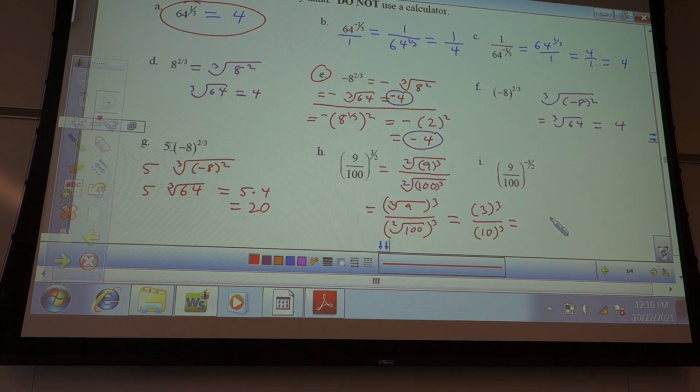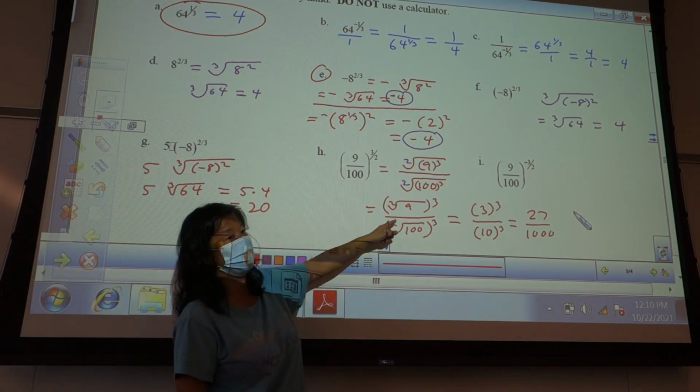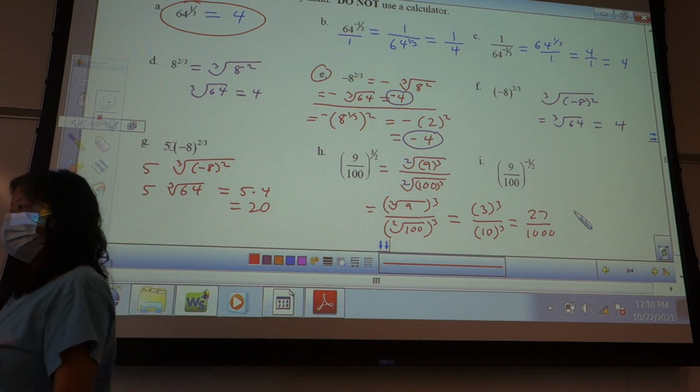So what's 3 times 3 times 3? What's 10 times 10 times 10? 1,000. Yep. It's 3 zeros. So then you can do it in your head. This way allows you to do it in your head if you do the square root part first.